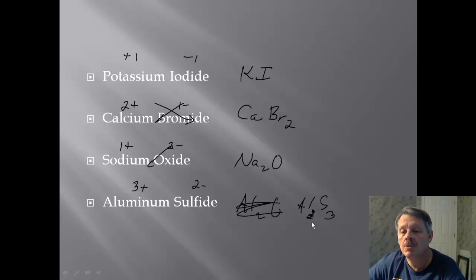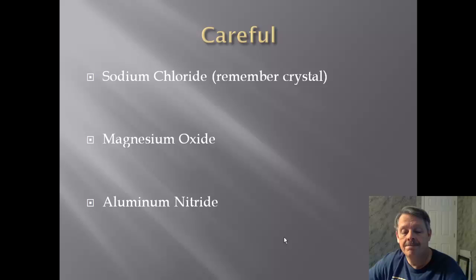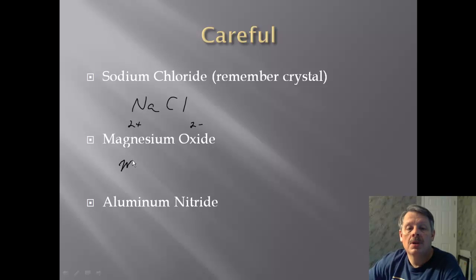That's a 2, folks, sorry. Okay? All right. Now be careful. Remember that for sodium chloride, we have a crystal, and it looks like a crystal lattice. You've seen that. But what happens when I get to magnesium oxide? That's a 2+, and that's a 2-. All right? So it looks like it should be Mg2O2.